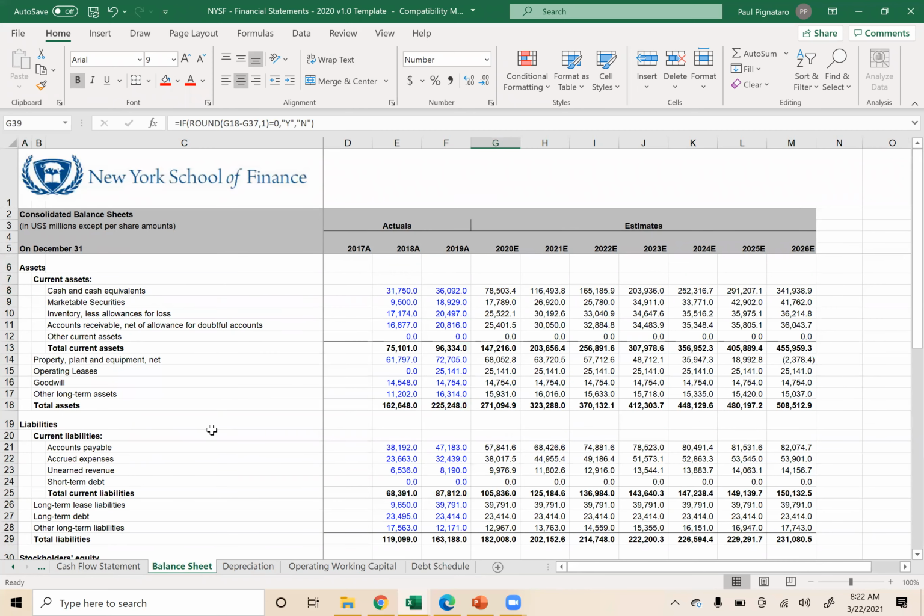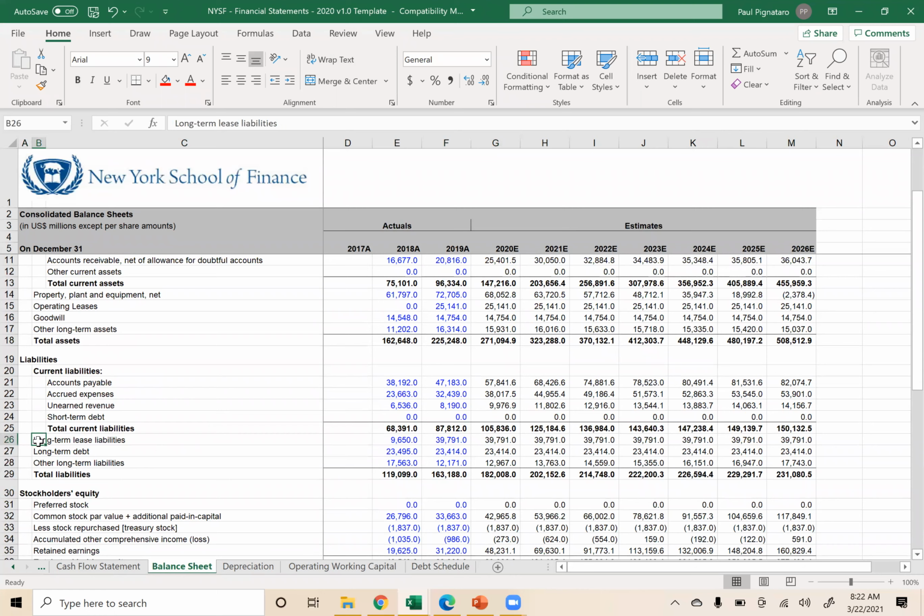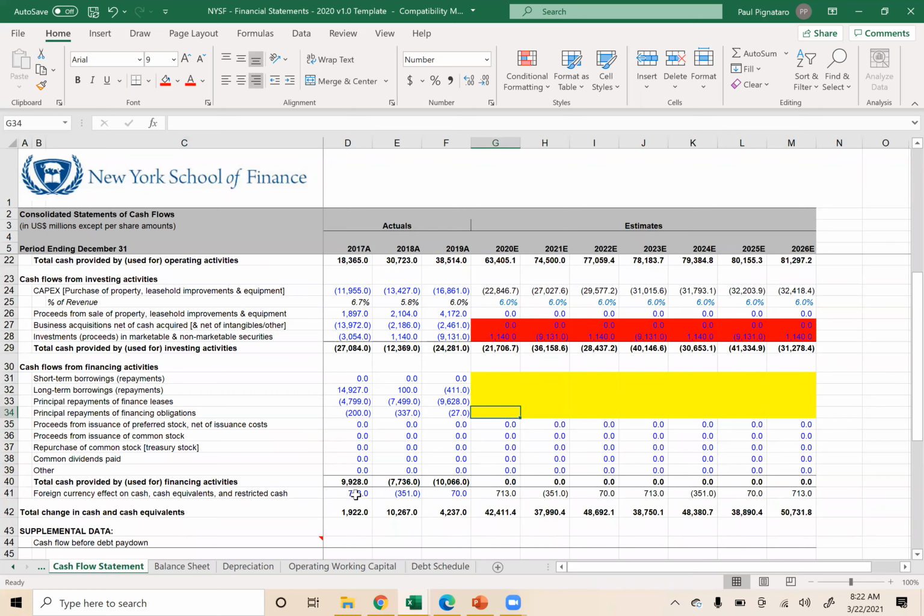Now in the balance sheet, we have long-term debt, long-term lease liabilities. This is our financing obligations and long-term debt. Now, and short-term debt. Notice in the cash flow statement, we actually have four. We have short-term debt.